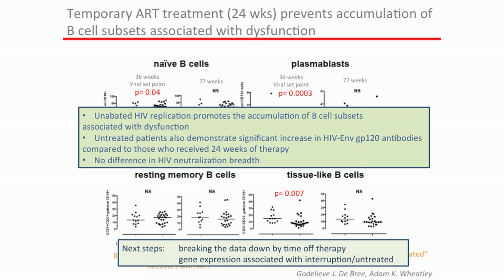Untreated patients also demonstrate a significant increase in the HIV GP120 antibodies. I didn't show that data, compared to those who received 6 months of therapy. And there was no difference in neutralization breadth in this study. So what we're doing with this study is breaking the data down by time off therapy, which will complicate these plots entirely. And then we're looking at gene expression profiles associated with interruption in the untreated individuals.